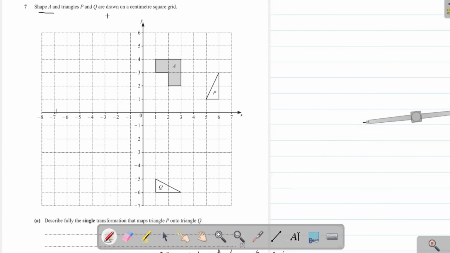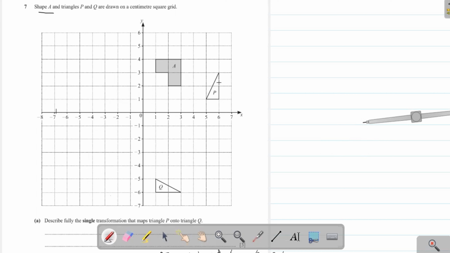Question 7. Shape A and triangles P and Q are drawn on a centimeter grid. Describe fully the transformation that maps triangle P onto triangle Q. Identification of the transformation. Firstly, we will see the size of the transformed shape. The size of shapes Q and P is the same. Therefore, this is not an enlargement. Secondly, we will see whether the shape is dragged or not. You see here shape P is not dragged to Q. This is not a drag.